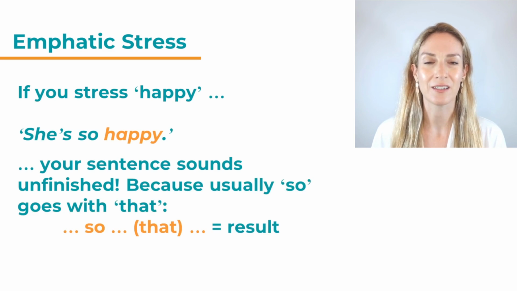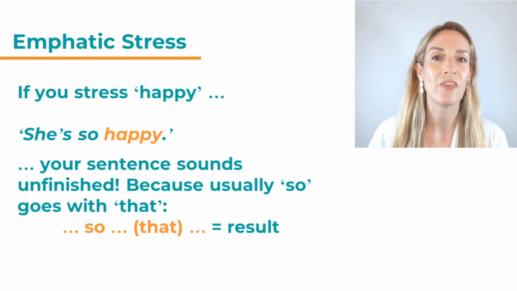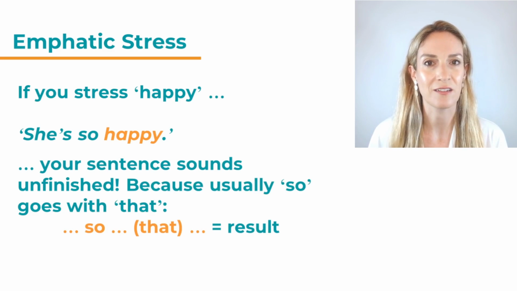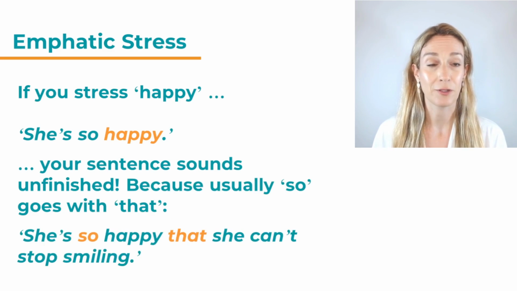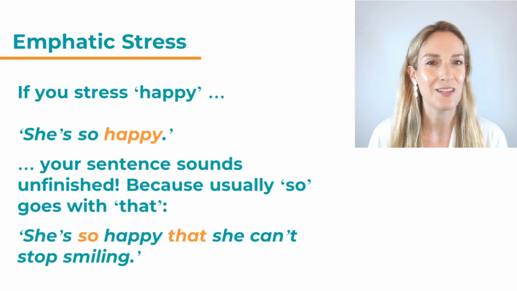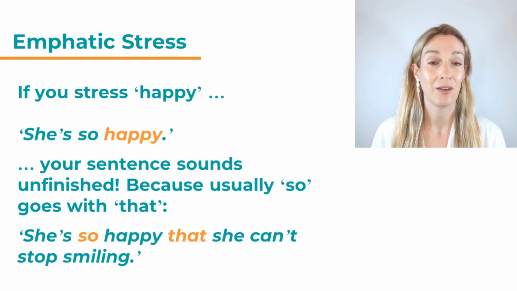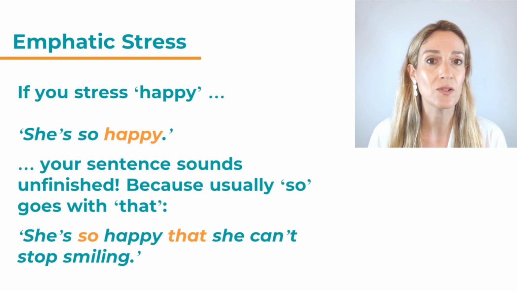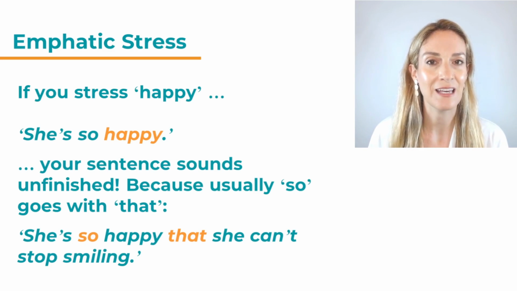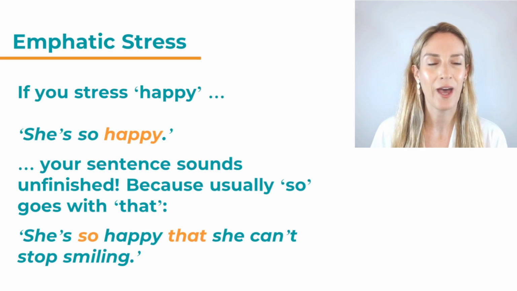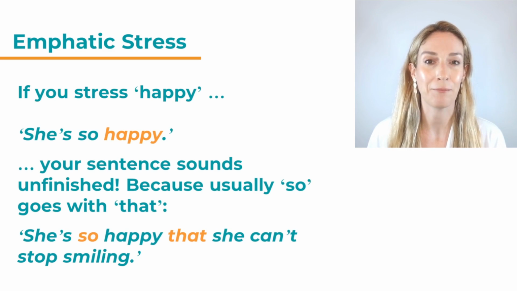Let's have a look here. So, that. There's a result connected. For example, she's so happy that she can't stop smiling. Of course, in this sentence, we could also leave out that and simply say, she's so happy she can't stop smiling. But the result of the so happy is still there.